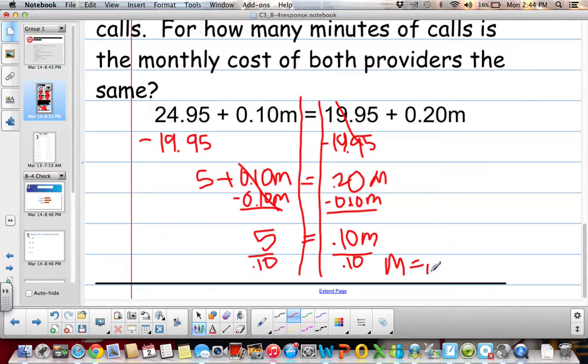So m equals 50 minutes. I hope that's right because I don't have my calculator nearby me.